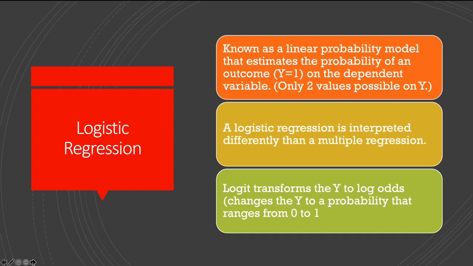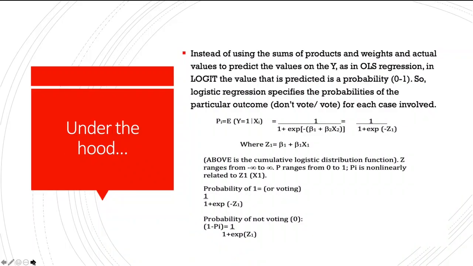Logistic regression is known as a linear probability model that estimates the probability of an outcome, when your y is 1, on the dependent variable. There are only two values possible on that y. A logistic regression is interpreted differently than a multiple regression or an OLS regression. I'll show you in a minute why this is the case. Largely, this is because logistic regression, or logits, transform the dependent variable to log odds. In other words, they change y to a probability that ranges from 0 to 1.